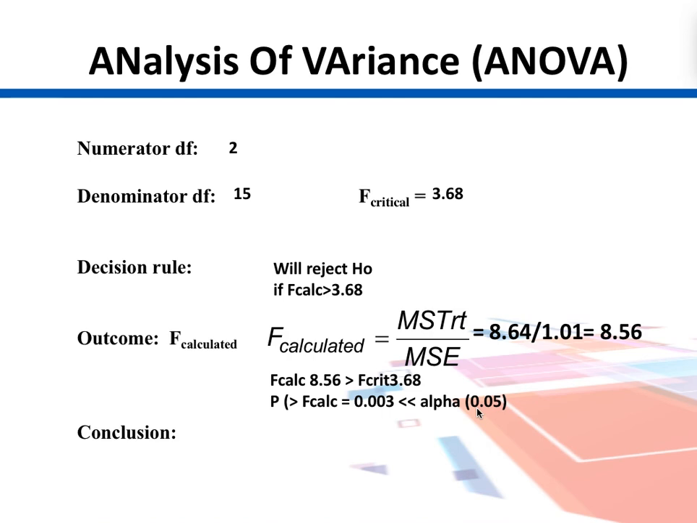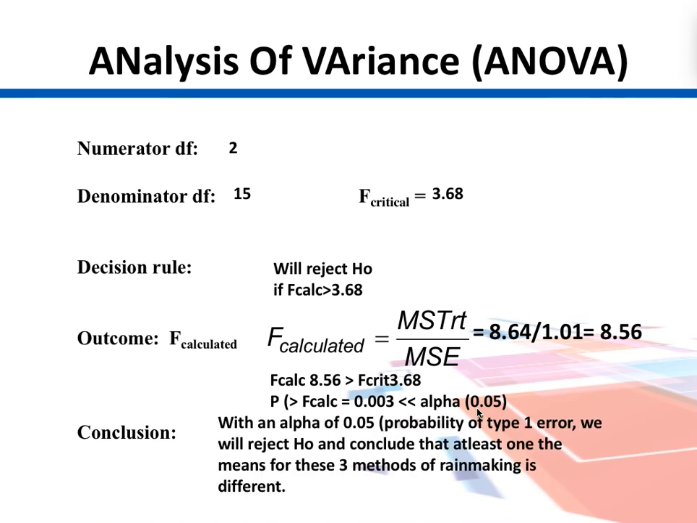So we will reject the null hypothesis, and we conclude that with an alpha of 0.05, which is the probability of type 1 error, we reject the H naught and conclude that at least one of the means for these three methods of rain making is different.